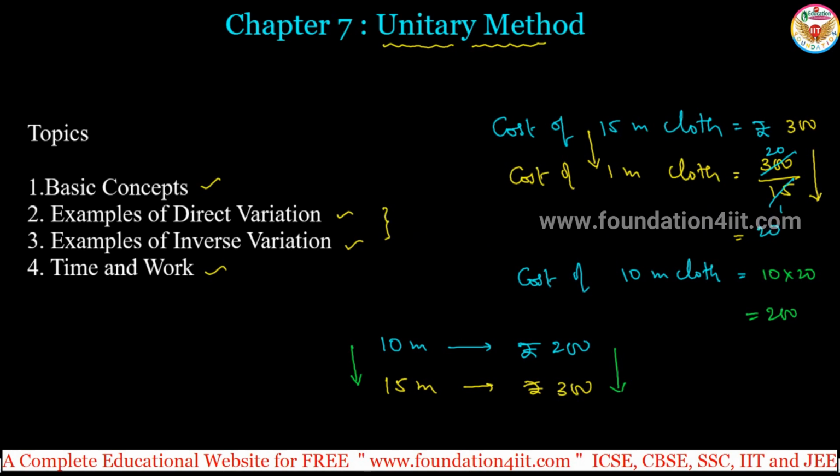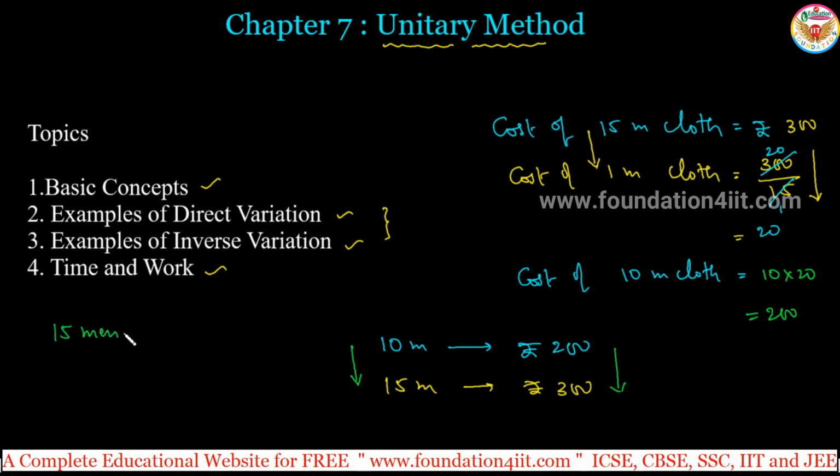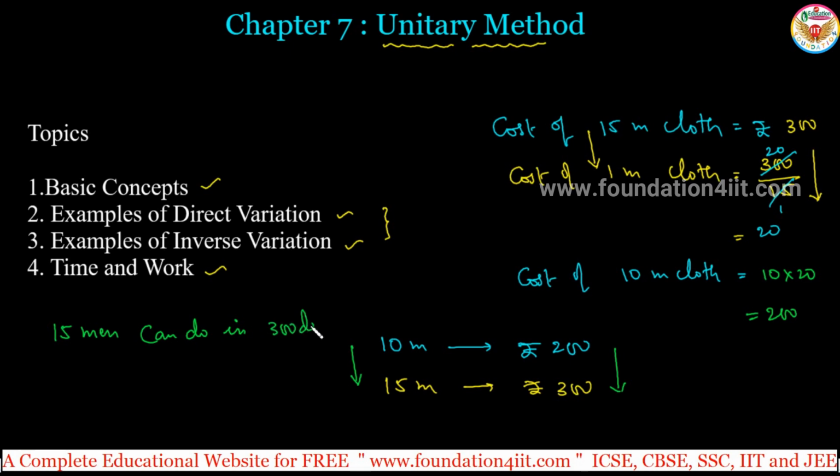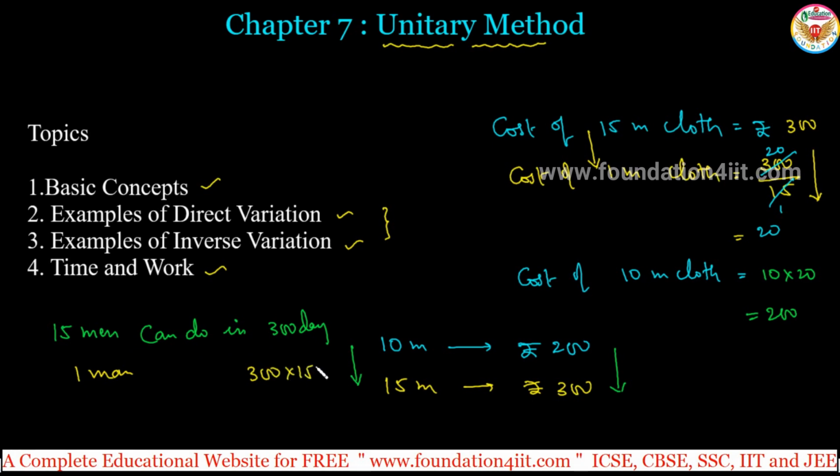And inverse variation is exactly the opposite of direct. Let us take one example. 15 men can do one work in, let us take, 300 days. If 15 members do it in 300 days, only one man will take more days, that is 300 into 15. So 4500 days is required to complete the same work.